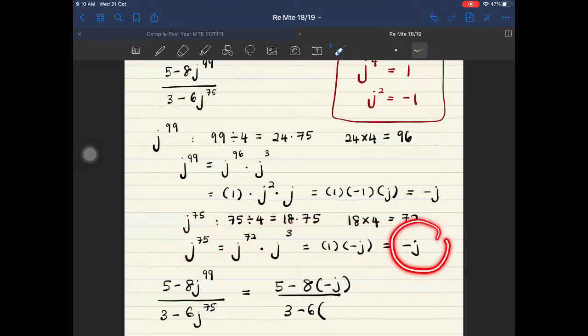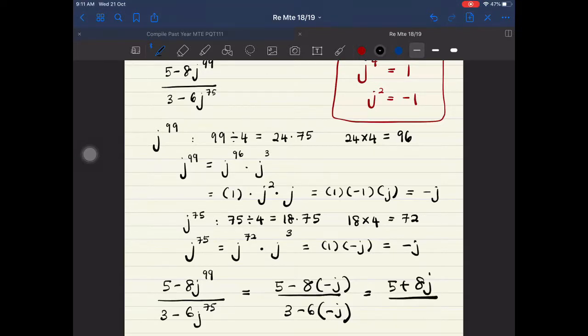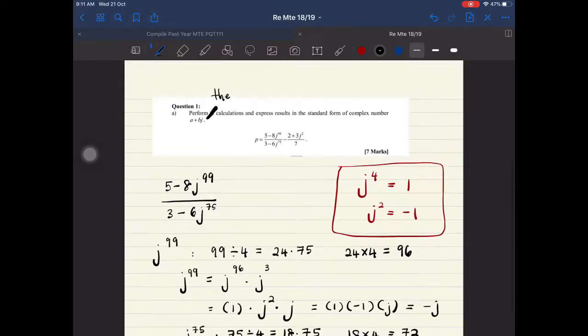So substitute this one into here. So you will have negative j. So therefore this one will be 5 plus 8j over 3 plus 6j, because negative times negative you will have positive. Okay, so let us proceed with the second function here.